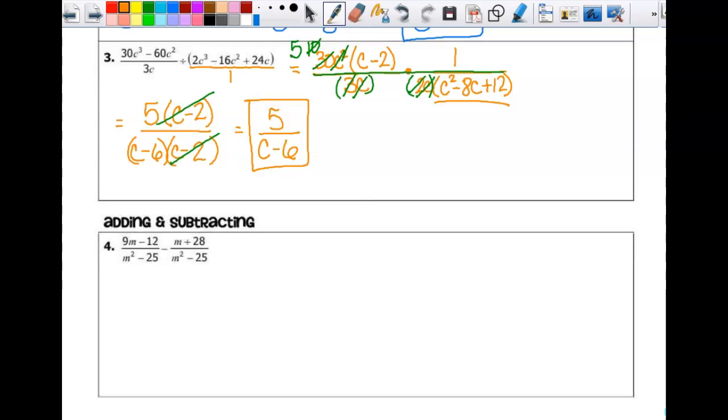What questions do you have? Anything? Yes, sir. Where did I get the what? The 6 and the 2. Because I'm factoring this. I need two numbers to multiply to give me 12. Okay. What else? Anything else?